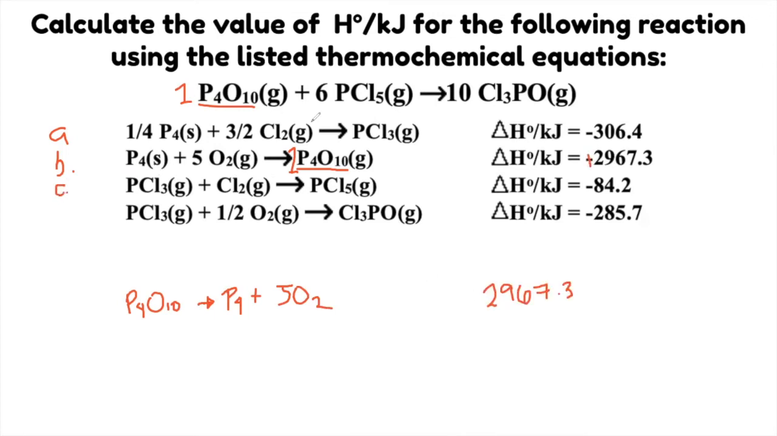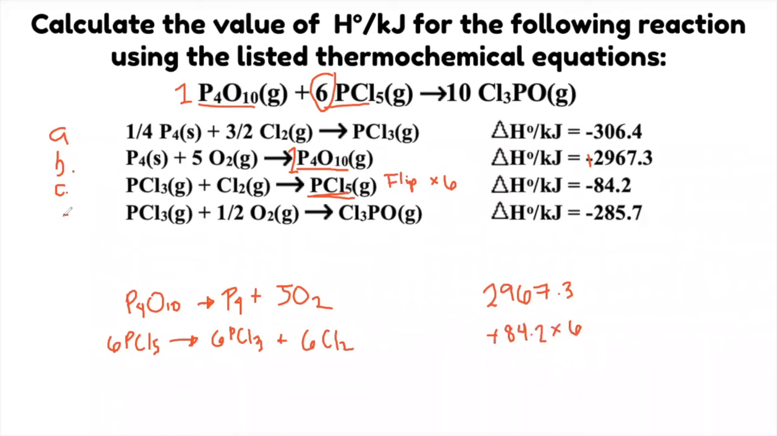Next, equation C. I can get here PCl5. So again, this is on the product side. PCl5 is on the reactant side and it has 6. So I have to flip and multiply it by 6. So I'll get 6 PCl5 yielding 6 PCl3 plus 6 Cl2. So I'll get the positive 84.2 times 6.